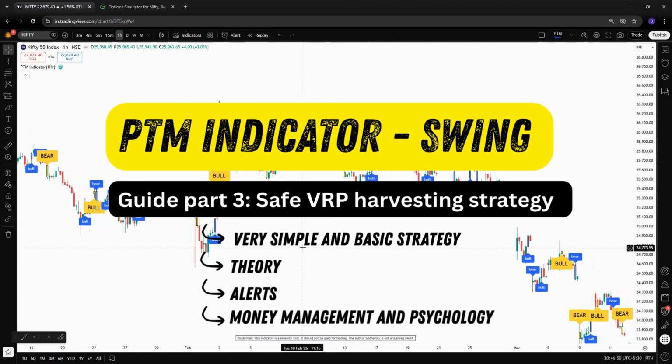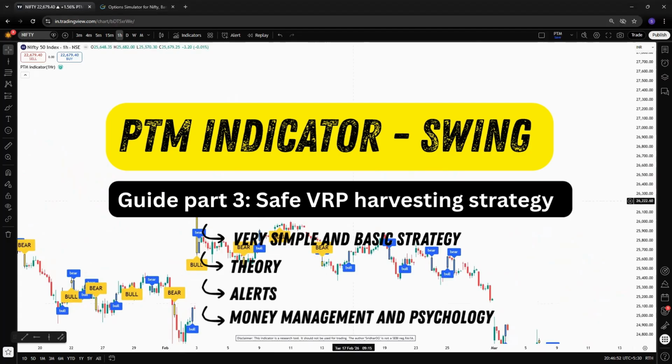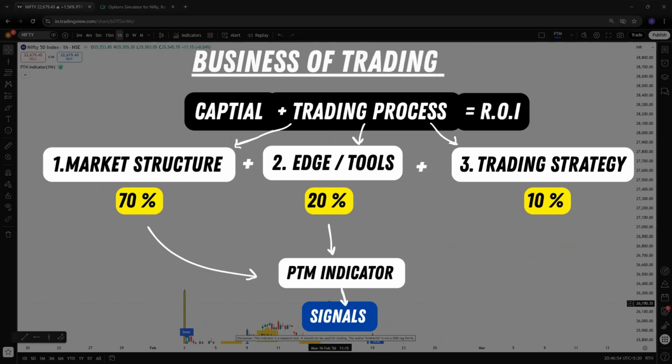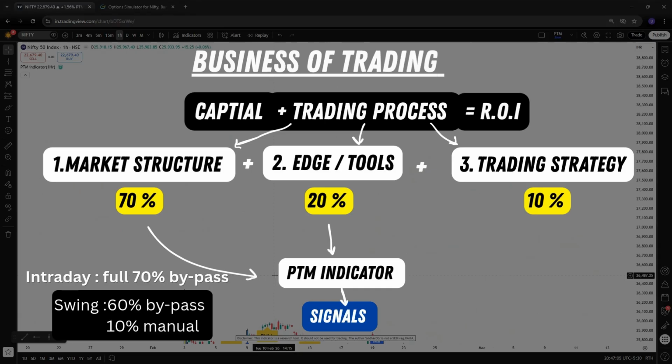Now in this part we are completely going to focus on the strategy. If you remember the basic business formula which I told you for the business of trading, we have completed the market structure, how to think about it, how to think about your PTM signals. We have finished that, how it helps us bypass market structure. Now alerts, and now we're going to completely focus on your trading strategy.